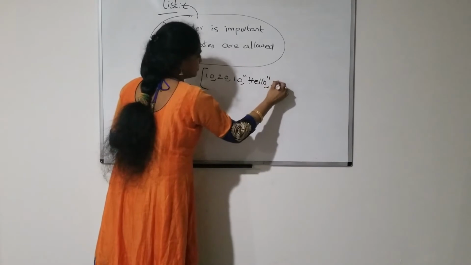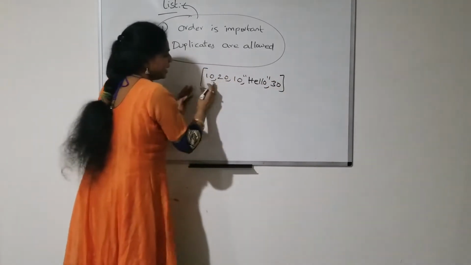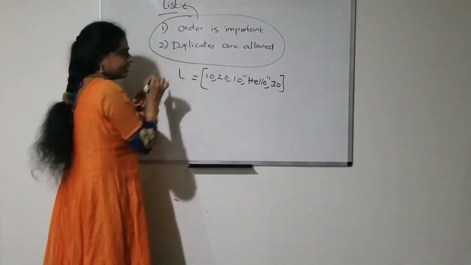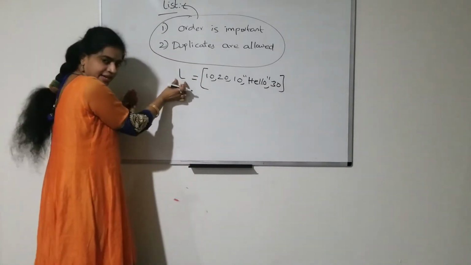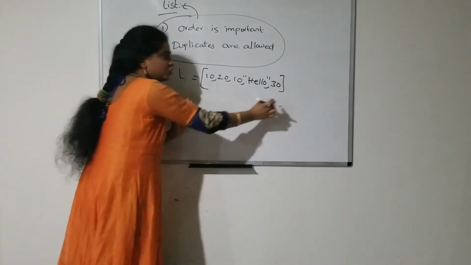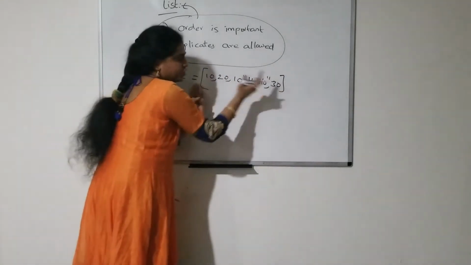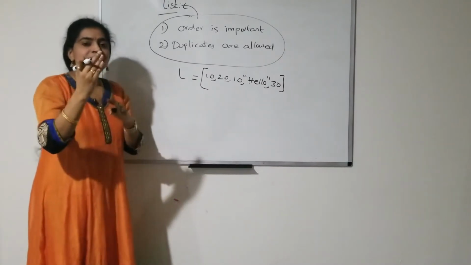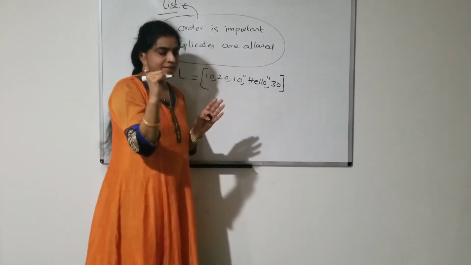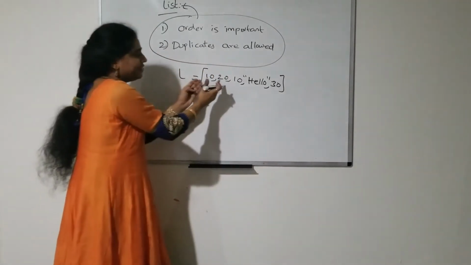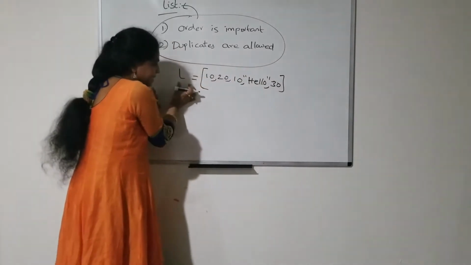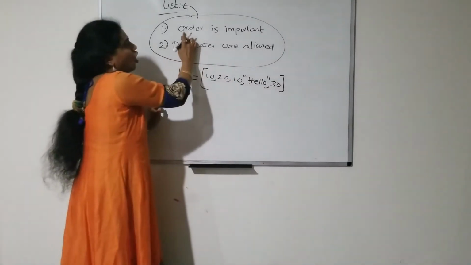So these are the collection of objects as a single entity. Here L is the entity, a reference variable which holds all this collection of objects. Previously we represented only a single value, that means a single object, to a variable, but here we are holding a collection of objects, a group of objects, as a single entity in which order is important.